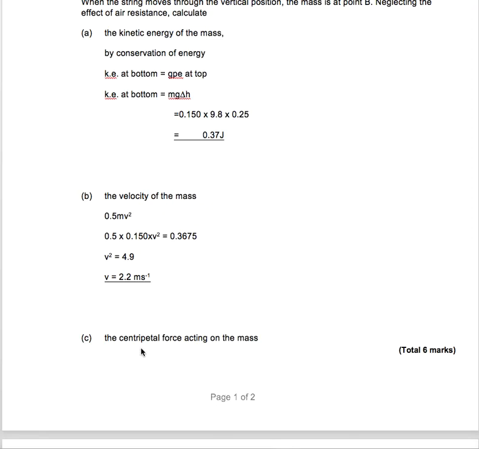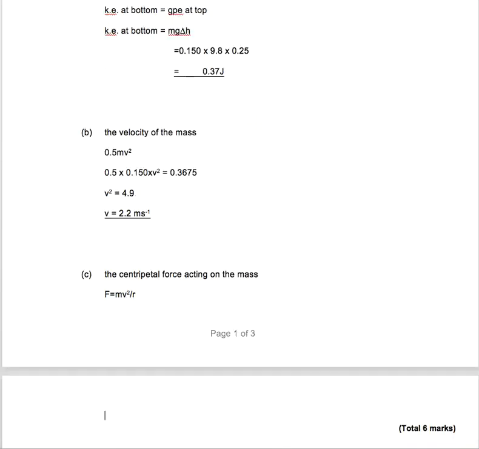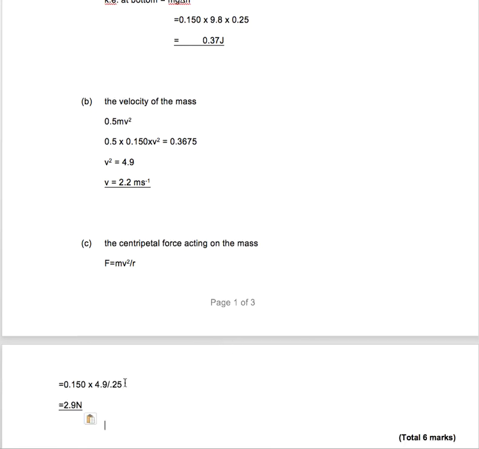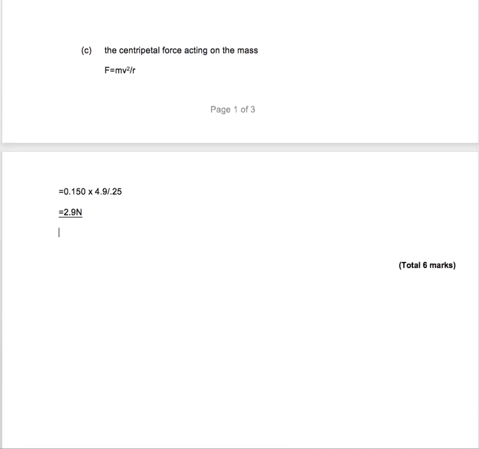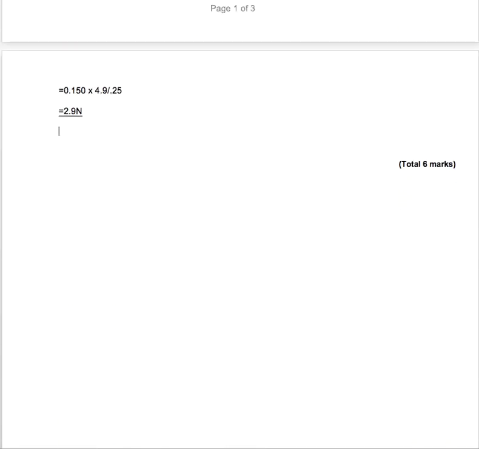Then the centripetal force, well, here's the bit that involves the circular motion that we've been doing. So we're going to say that the centripetal force is given to us by F equals mv squared over r. So we're going to stick in our numbers to that, which is 0.150 and 4.9 is v squared, what we got up here, divided by 0.25, which gives us 2.9 to 2 sig figs.